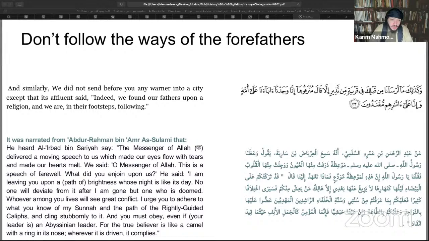Okay. So don't follow the ways of the forefathers, as Allah has given us the example of the disbelievers in the Quran many times, talking about them and how they went astray because they continued to follow the forefathers. The Prophet ﷺ told his companions this as he was sitting with them.